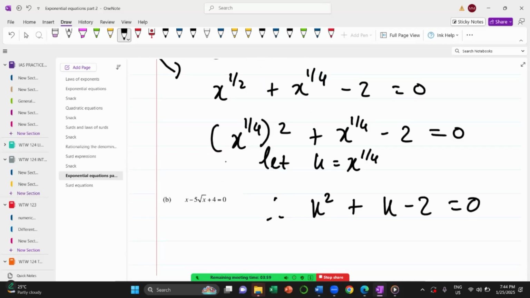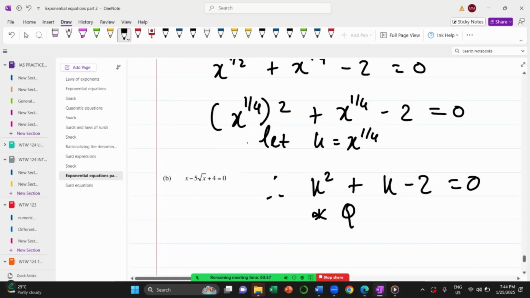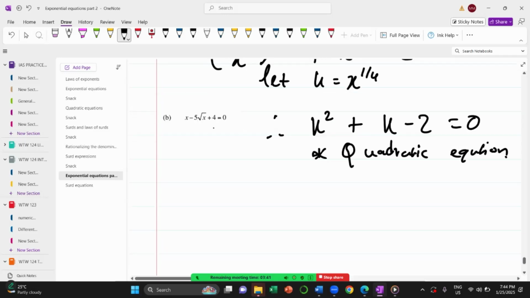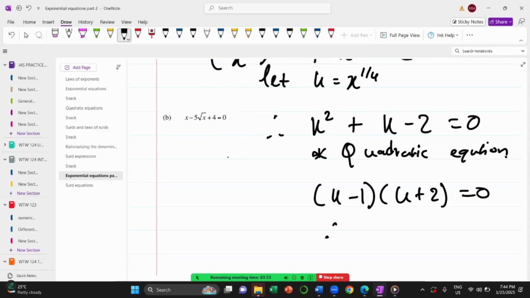Then once I'm here, I know I just use what? Quadratic equation. Guys, are we okay? Yes, sir. So now I'm going to solve it by factorizing. So I'm going to have k minus 1 into k plus 2 equal to 0. Therefore, k is equal to 1 or k is equal to negative 2.